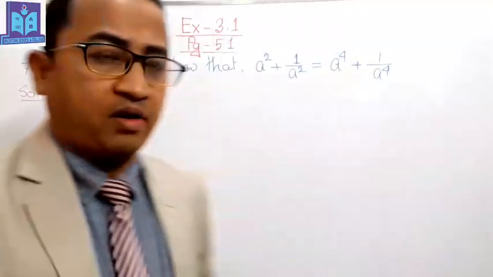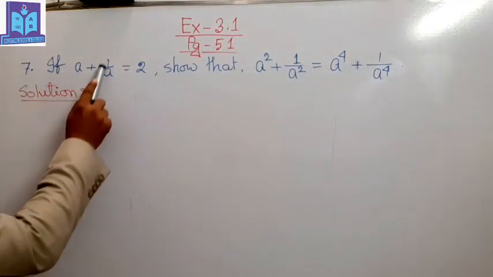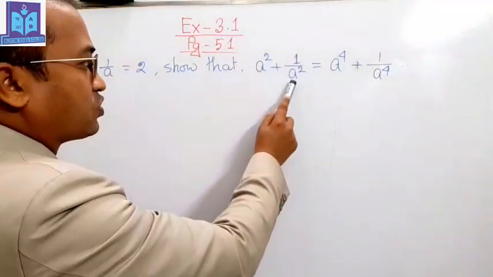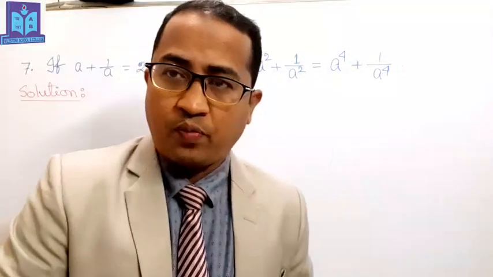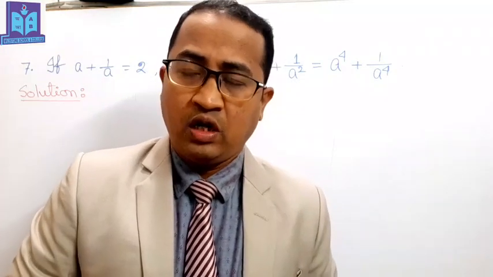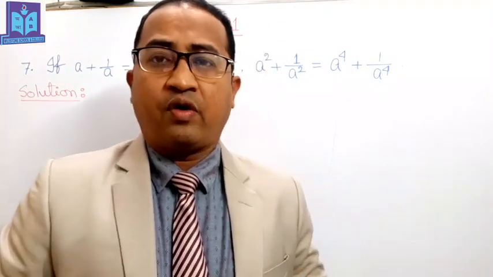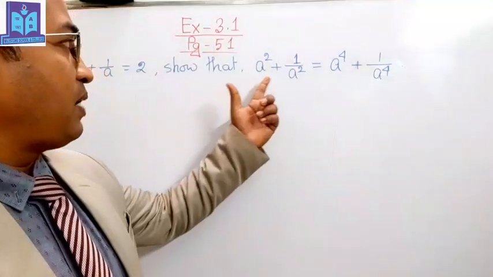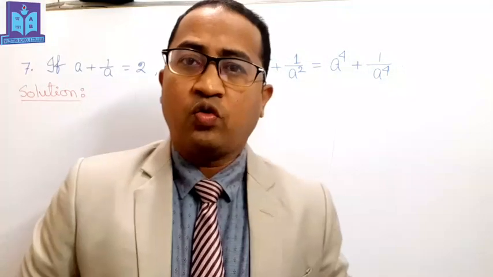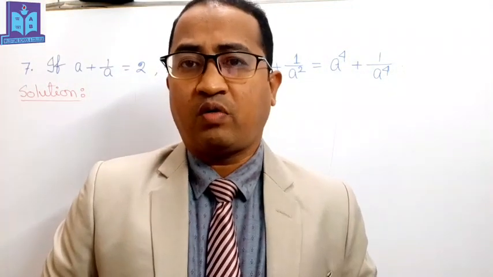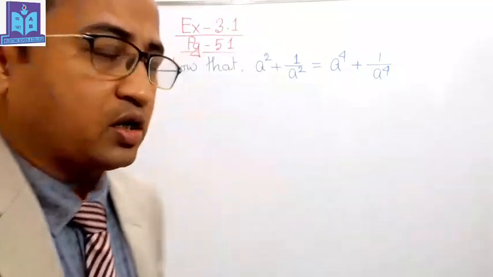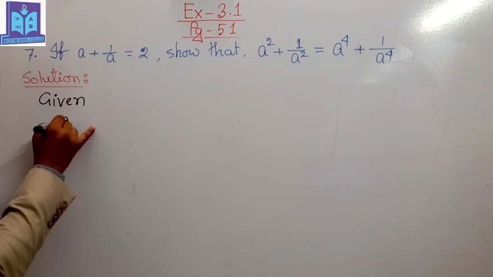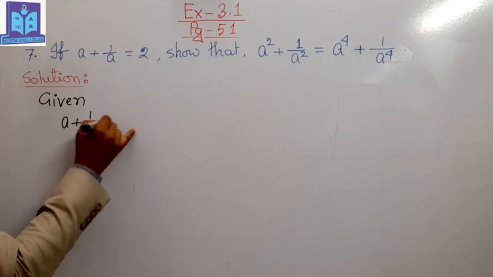Problem number 7. Look, if a plus 1 by a is equal to 2, show that a square plus 1 by a square is equal to a power 4 plus 1 by a power 4. It is given information. From that information, we will prove this. So, look at the solution. Given a plus 1 by a is equal to 2.